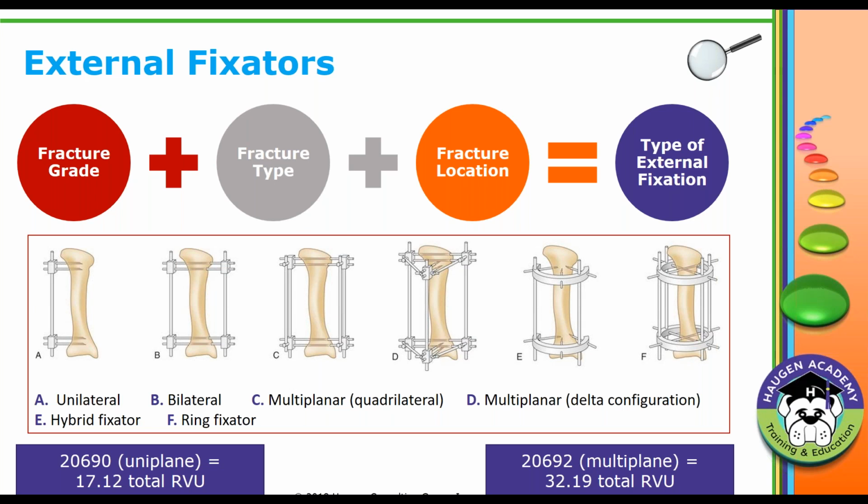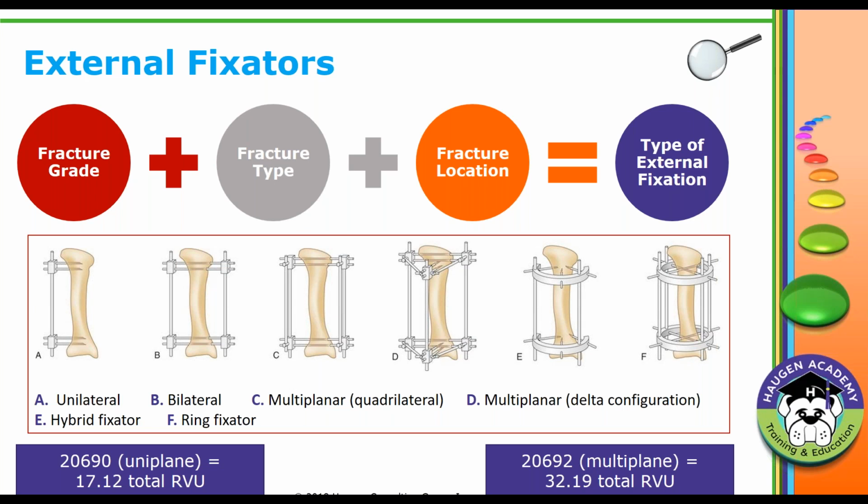And remember our discussion on body planes. This actually comes in handy when we're talking about fixators because they reference body planes in these CPT codes. So the type of external fixator was a delta frame. A delta frame is a multiplanar configuration, and that's shown in image D here. The other types of fixators are pictured here too.